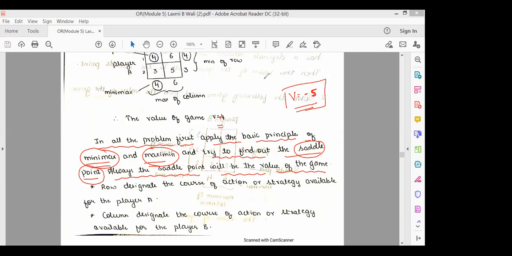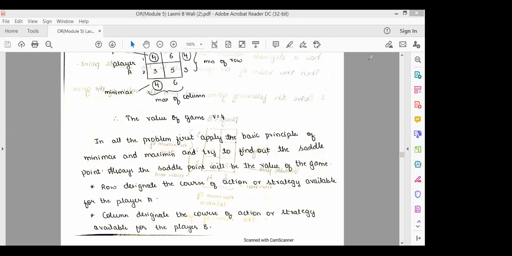So, ma'am, in every game theory problem, we have to find out the saddle point, right? Yeah, but in all the problems, we will not get the saddle point. In such situations, we use the dominance rule.